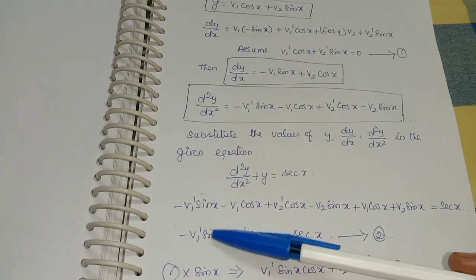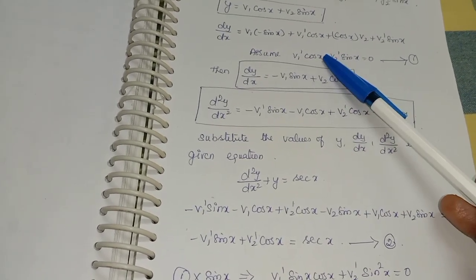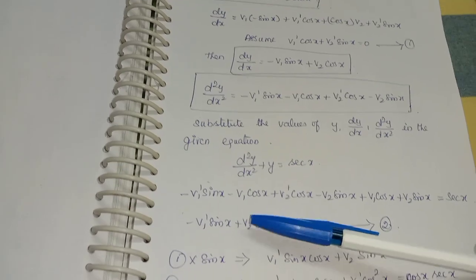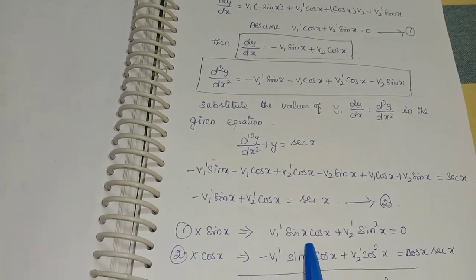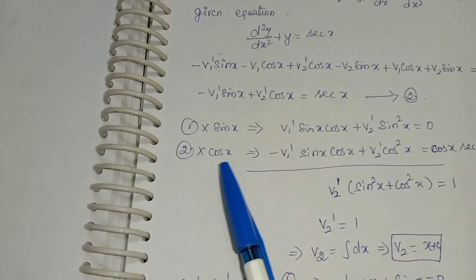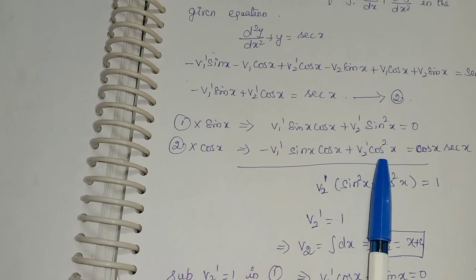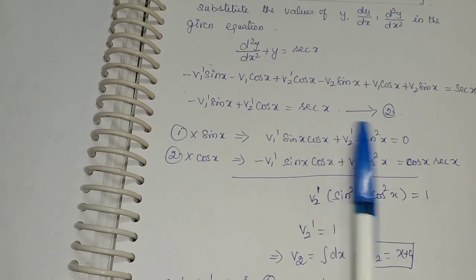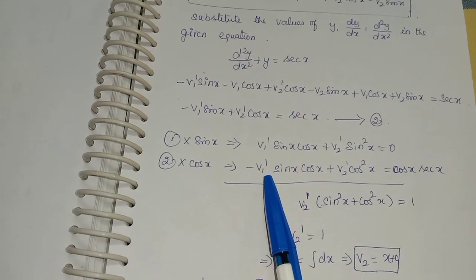Look at these two equations. Here it is v1 dash sin x. Here it is v1 dash cos x. So multiply this equation by sin x and this equation by cos x. So 1 into sin x implies v1 dash sin x cos x plus v2 dash sin square x is equal to 0. Second equation into cos x implies minus v1 dash sin x cos x plus v2 dash cos square x is equal to cos x into secant x. These two terms get cancelled.